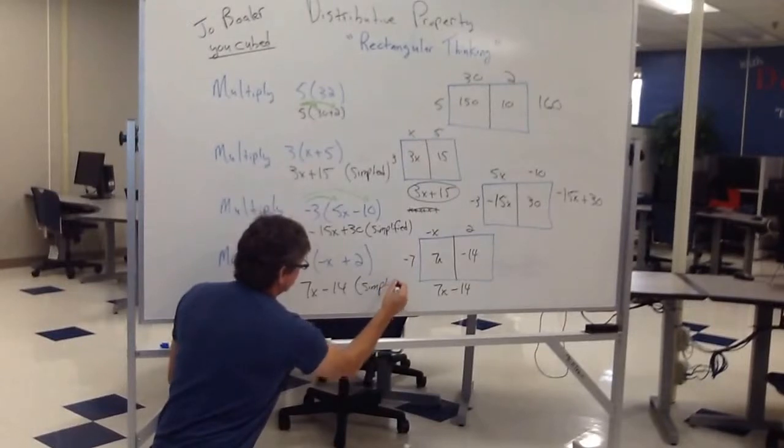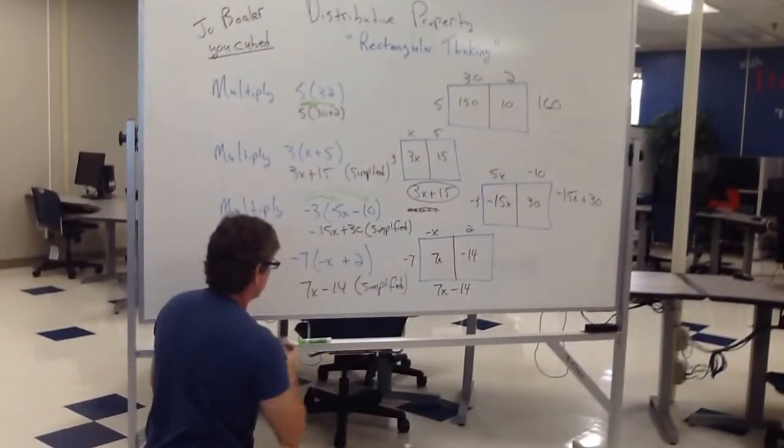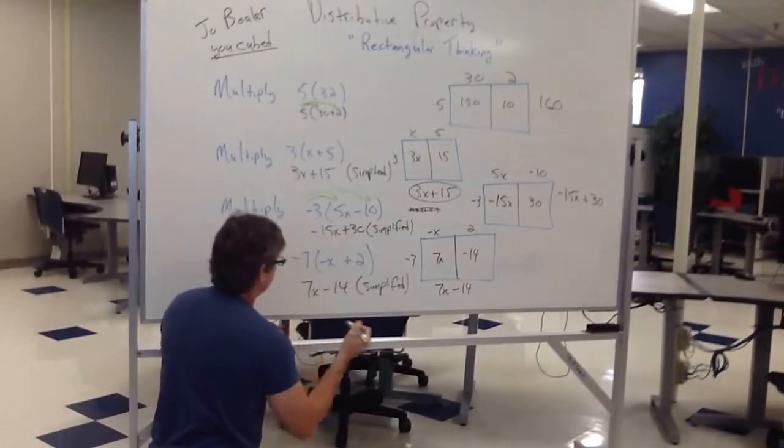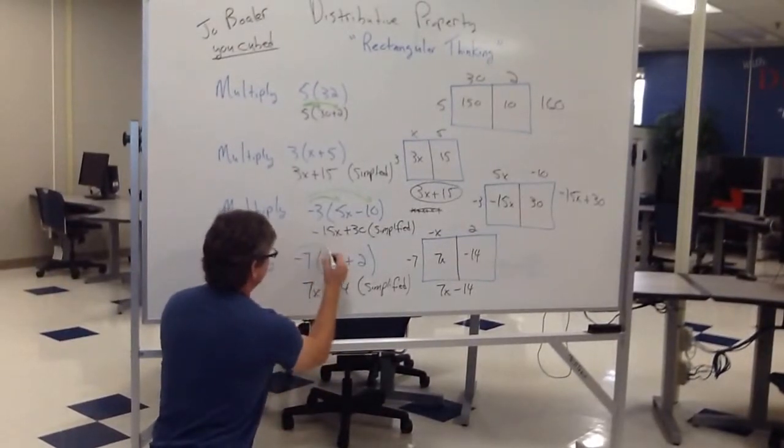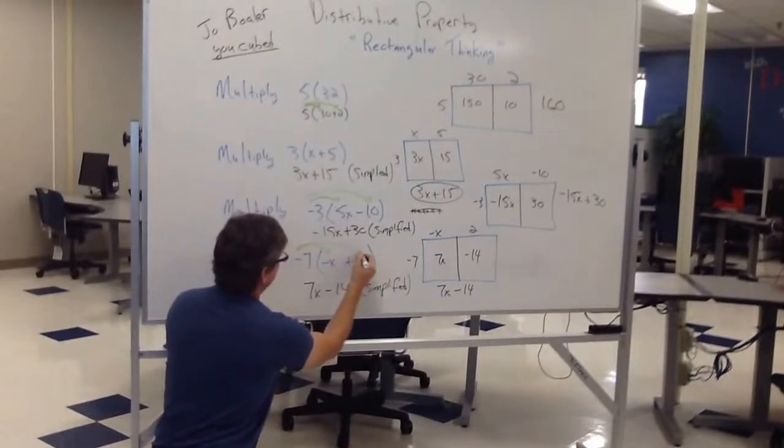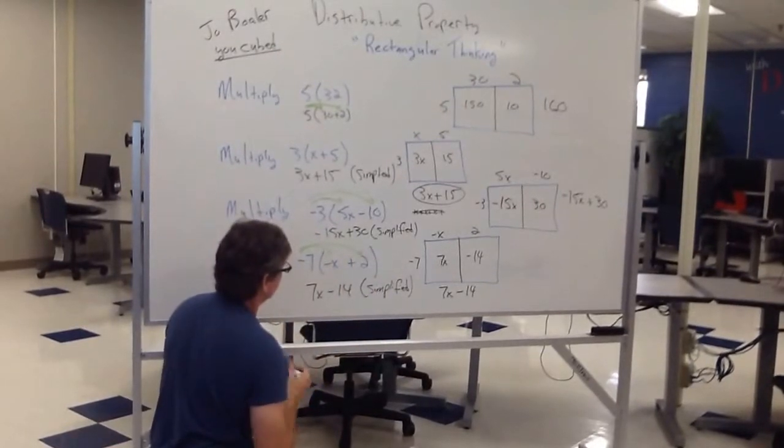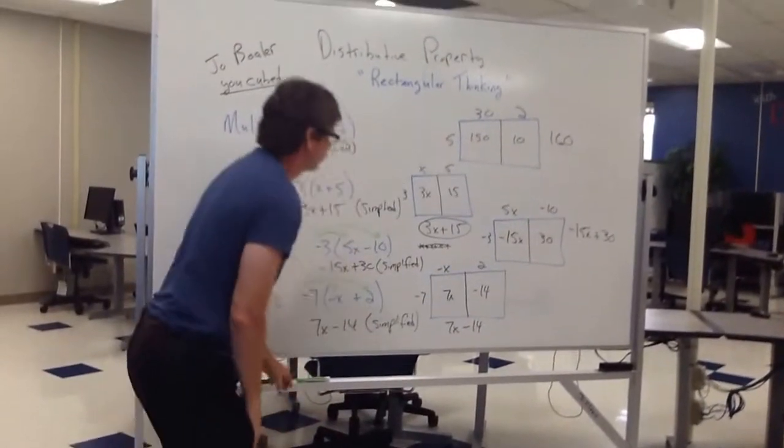And we use the phrase simplified. It can't go any further. That's as simple as it gets. And again, you should be able to see the distributive property here. The negative 7 and the negative x, and the negative 7 and the positive 2 is coming through there. So we're seeing that happen. And that's why we call that the distributive property.